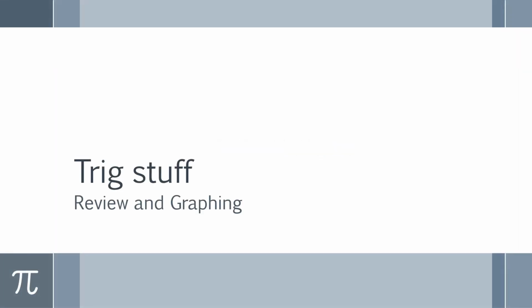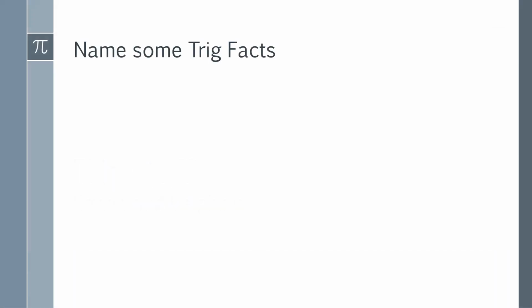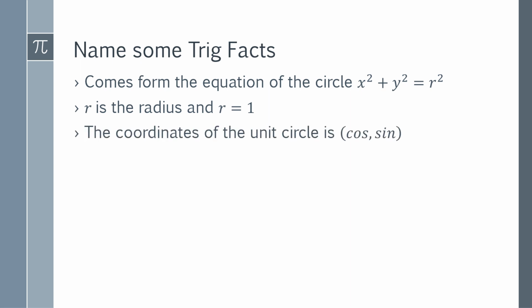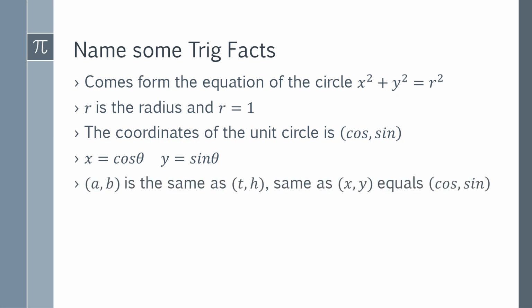Alright. Now this is the part where you really have to just recall facts. I need some trig facts that you know. You should know that the unit circle comes from the equation of the circle x squared plus y squared equals r squared. The next thing you should know is that r is the radius and r always equals 1 for the unit circle. The coordinate of the unit circle is cosine, sine, where x equals cosine and y equals sine. A, B is the same as T, H, the same as X, Y, and they all equal cosine, sine. Just keep that in mind, alright? These are just facts that can never be denied.